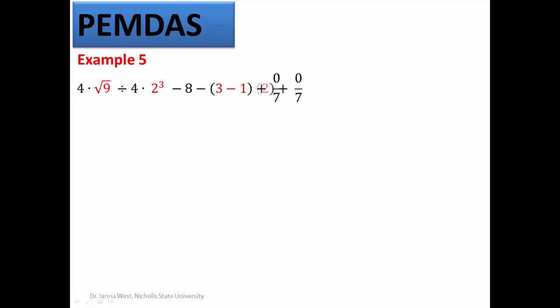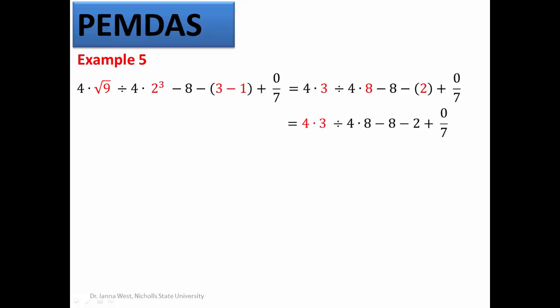First of all, when we take the square root of 9, we get 3. When we raise 2 to the third power, we get 8, and when we subtract 1 from 3, we get 2. Now notice that we have multiplication, division, subtraction, and addition. We must do the multiplication and division before the subtraction and addition, and we must do multiplication and division from left to right. So we will multiply 4 times 3.